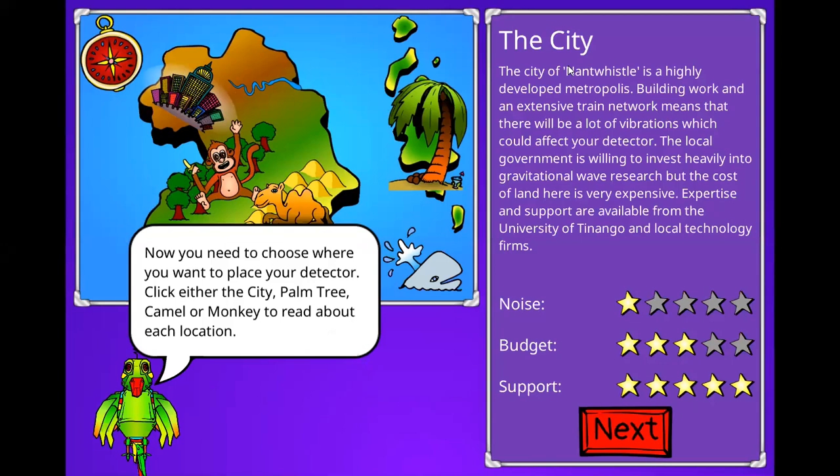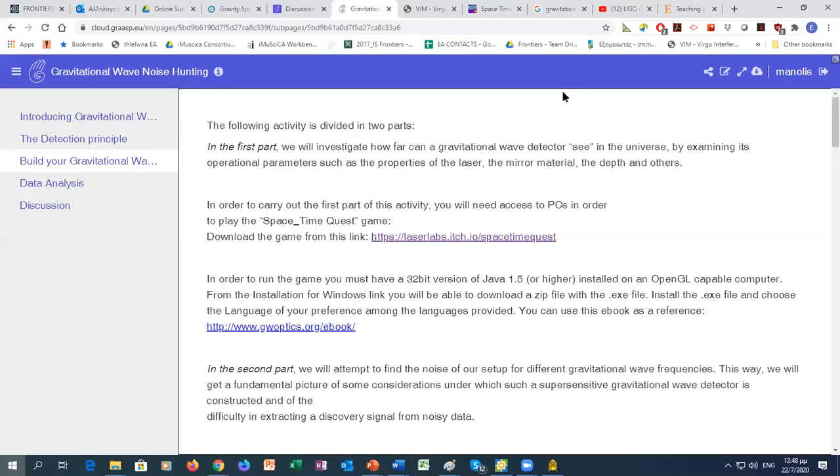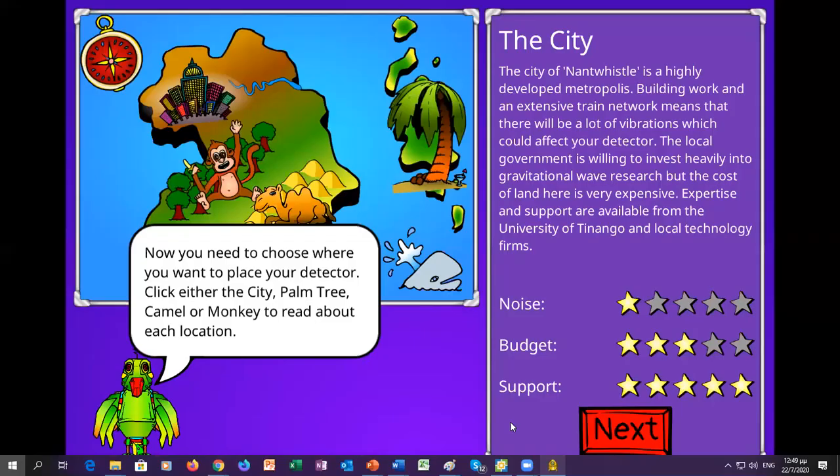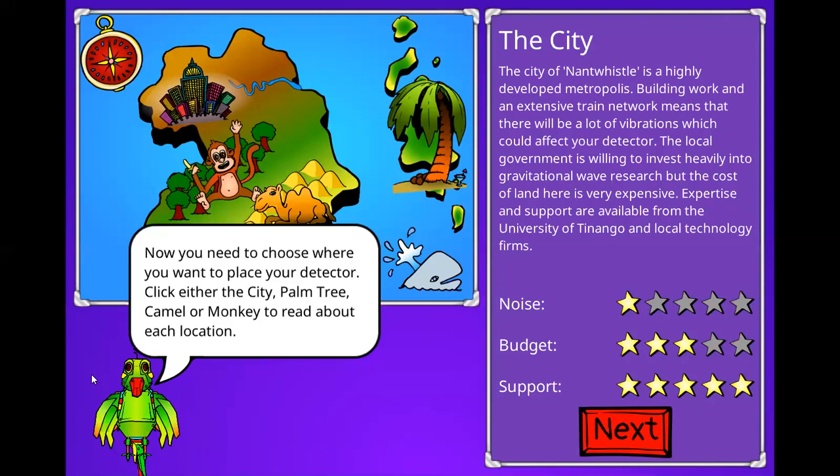may I interrupt? Yes. The game seems to have a background sound, music. Yes, I don't know how to cut it off. Because at the moment we don't need the computer sound. Maybe you need to deactivate in Zoom that you're sharing your computer sound. I did it now. Is it okay? Yeah, perfect.